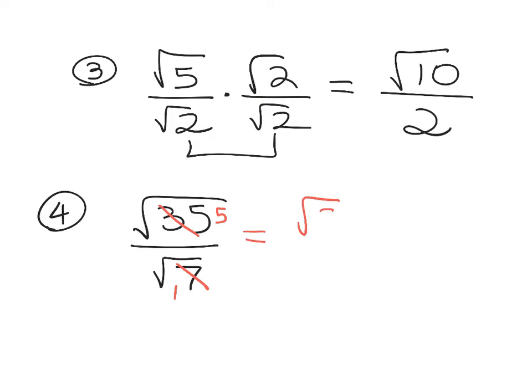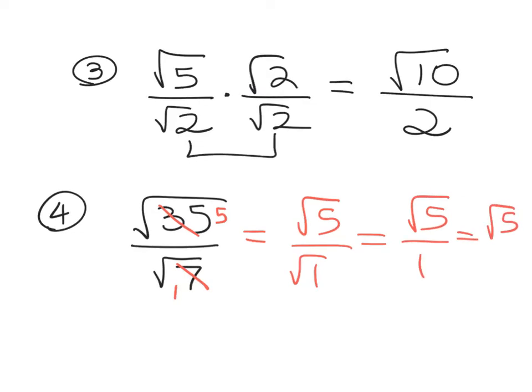So now I have square root 5 over square root 1. The square root of 1 is 1. So my answer here is just square root 5. Now I could have gone through the process and multiplied by the radical 7, but then I would have had to break down that radical. So it's a lot easier to do it this way.